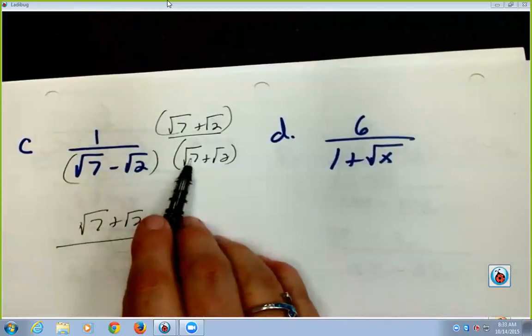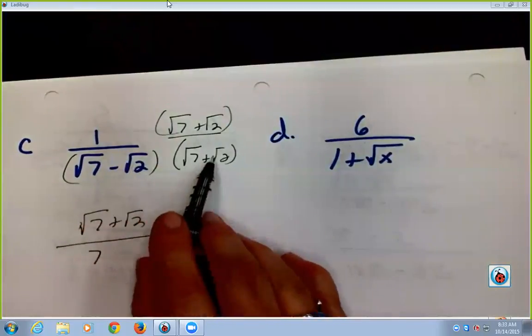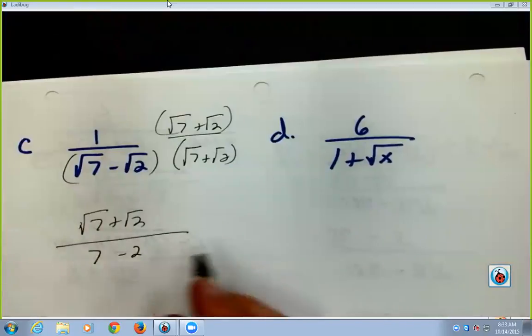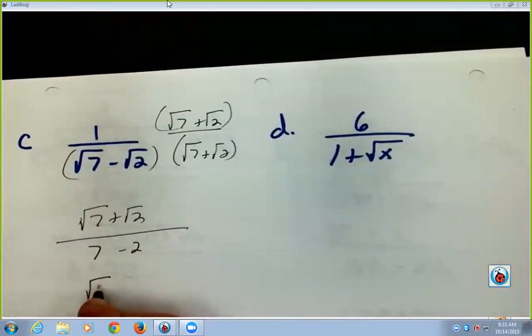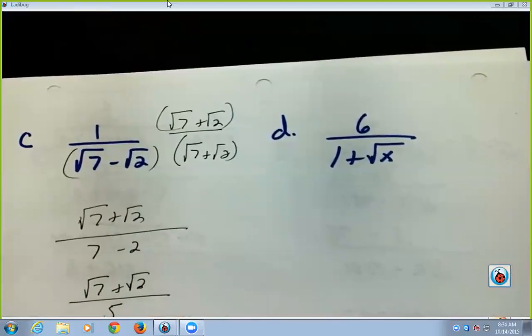Bottom, square root of 7 times square root of 7 is 7. Negative square root of 2 and a negative square root of 2 is a minus 2. So my final answer is the square root of 7 plus the square root of 2 all over 5.